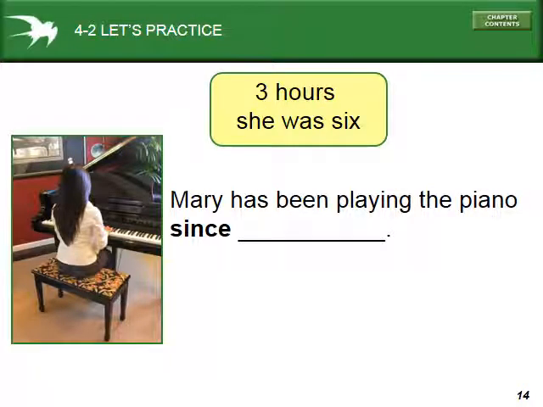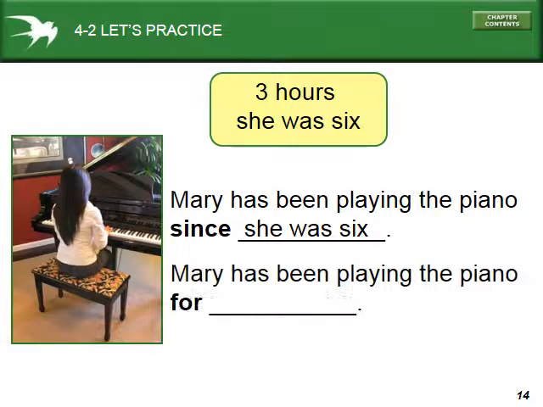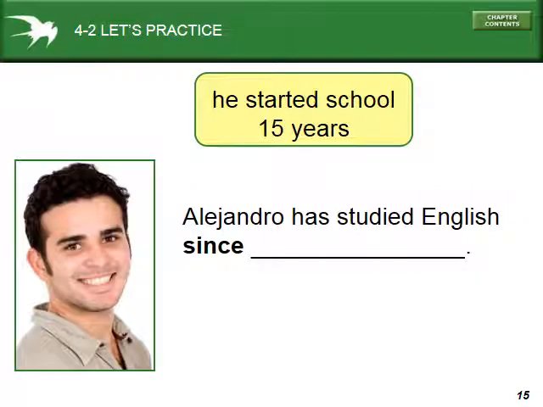Okay. So let's take a look at these ones. So we have, Mary has been playing the piano blank. Okay. So we need to say, is it since for a specific period of time, or is it for a duration of time? Is it for a specific time? In this case, it should be a specific time, since she was 6. So we see here also that we have the simple past being used in the since clause. And, Mary has been playing the piano for 3 hours. That's giving us a duration of time.